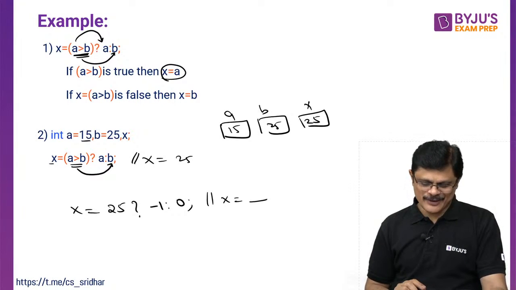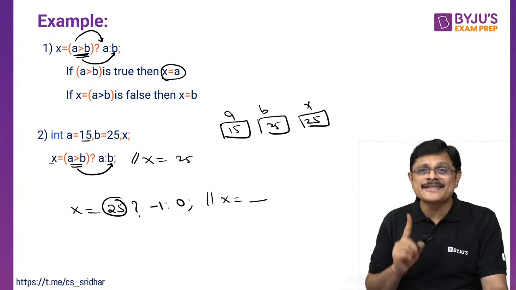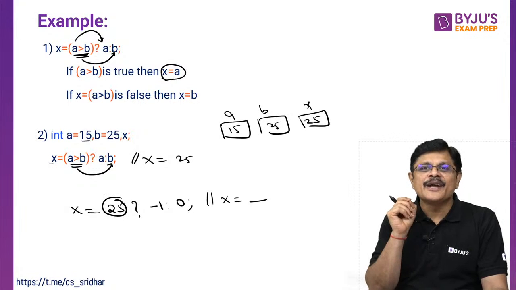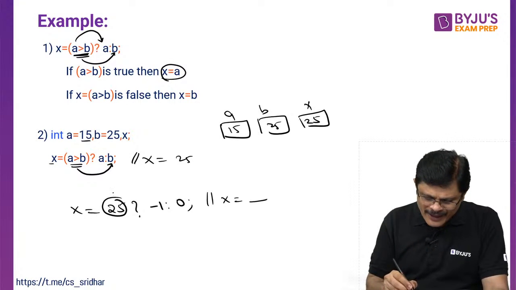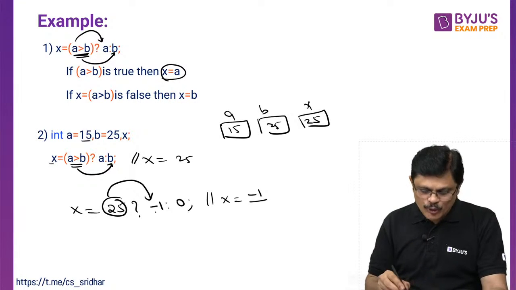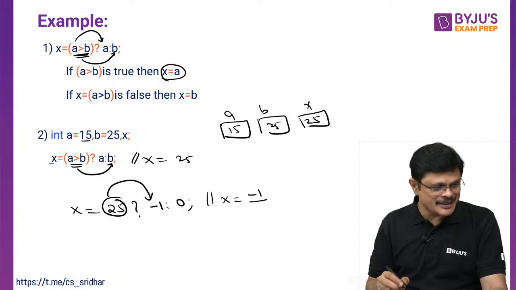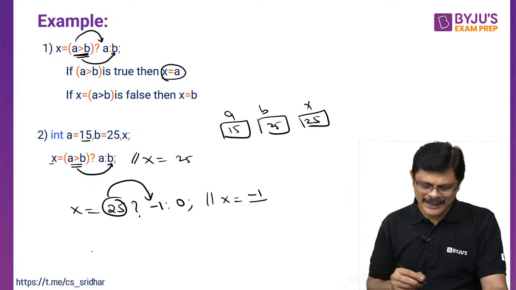Tanmoji says -1. Because in C language, a non-zero value is considered true, non-zero is 1. Okay, so 1 is true, therefore the x value will be assigned -1, sir. The x value will be -1. So to confuse you, I gave -1 here and I gave 0 here.